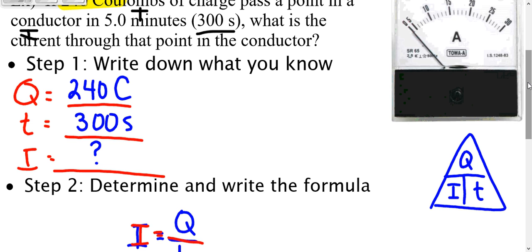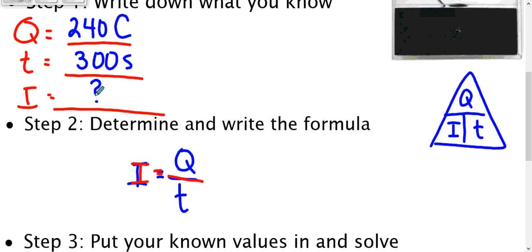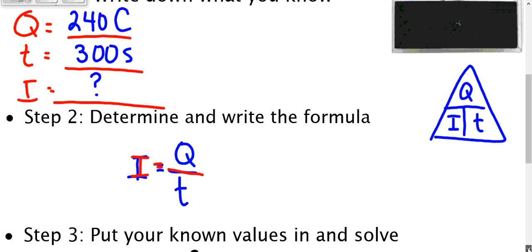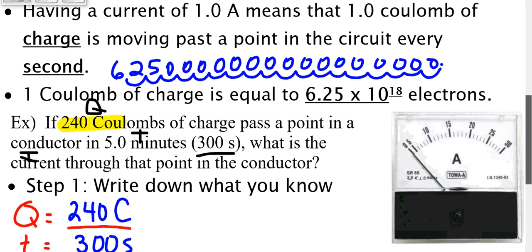So I'm going to determine the formula and write it down. And again, when I'm determining that formula, I should be solving for whatever has the question mark beside it. I'm going to put in my known values because I've written everything down here. I know that Q, 240, is going to go on the top and 300 is going to go on the bottom.